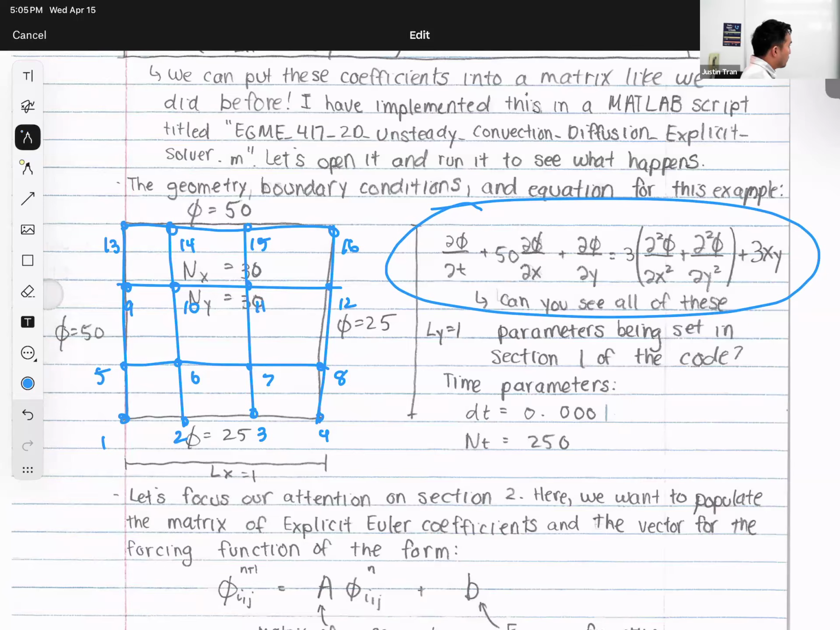First, we're going to determine the values of the parameters in this system. Reading them off the problem, u is equal to 50. u is the x velocity, the coefficient in front of the first derivative with respect to x. v, the coefficient in front of partial phi partial y, is going to be 1. k is the coefficient in front of the diffusion term, which is 3.